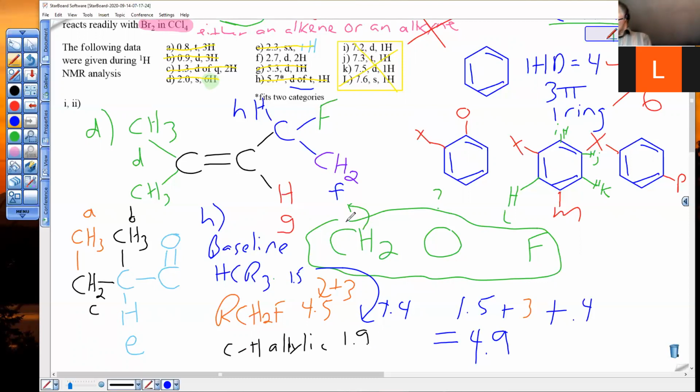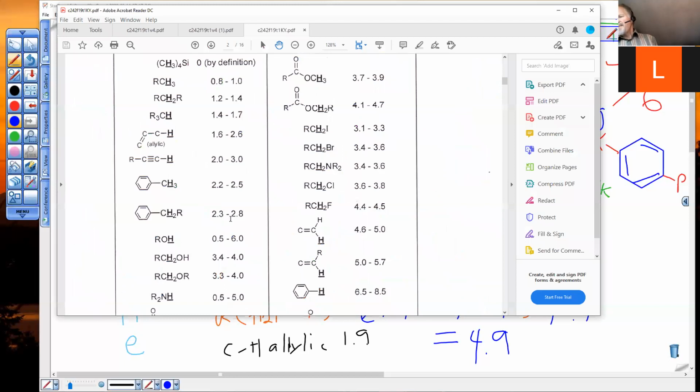Okay, we're left with the fact that F is not entirely done. It would not be at 2.7 unless there's something present, like a phenyl, making it benzylic. Let's make sure 2.7 would work nicely for F, and F is a doublet because it has one neighbor called H. And here we go, benzylic 2.7. That one fits perfectly. We're left with just an oxygen.